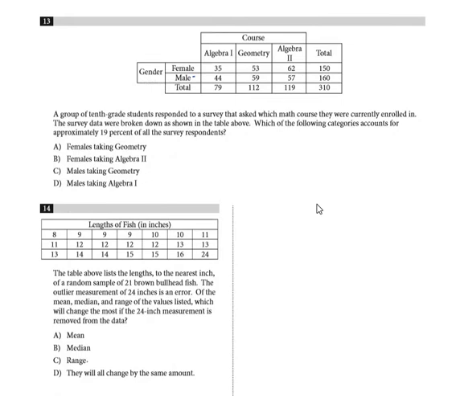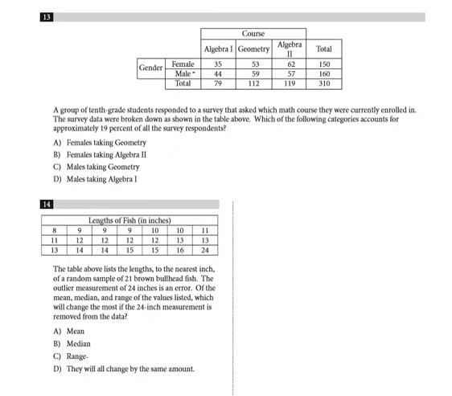Question number 13. A group of 10th grade students responded to a survey that asked which math course they were currently enrolled in. The survey data were broken down as shown in the table above. Which of the following categories accounts for approximately 19% of all the survey respondents? This is the frequency table. In the frequency table, the data is given either in numbers or in percentages. So we were given numbers, and we're going to interpret them as percentages of these cells.